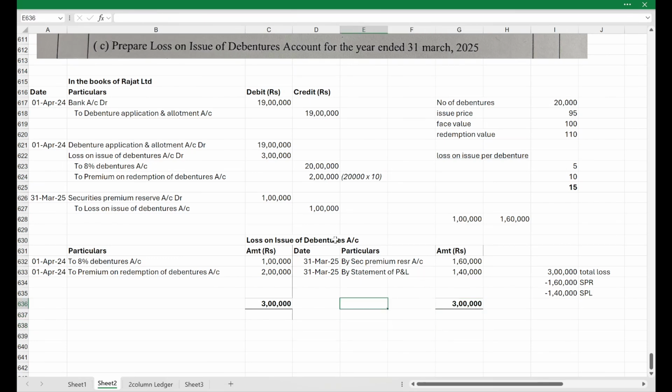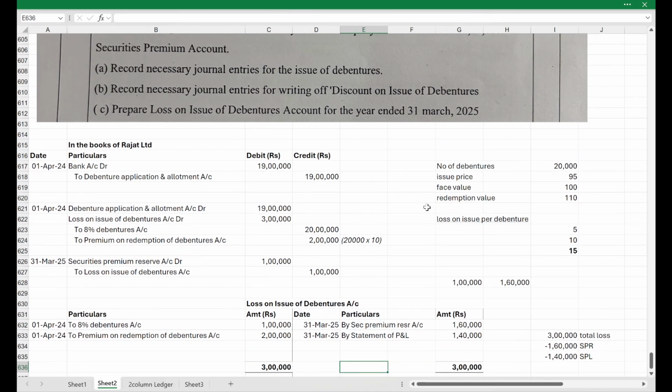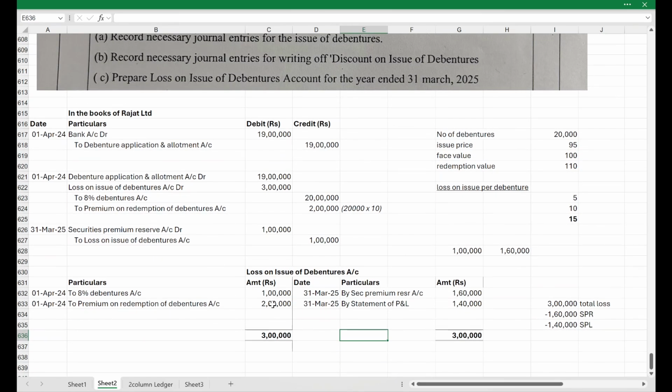Okay, so I hope you understood the solution. Three subdivisions they have asked. Entire solution is compiled here.